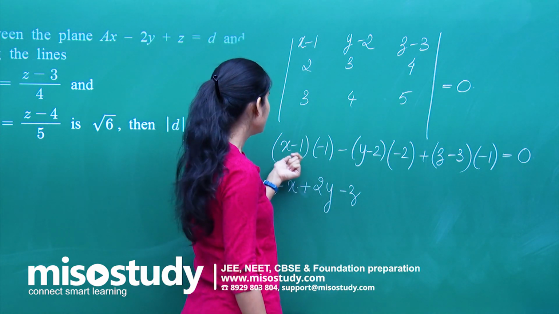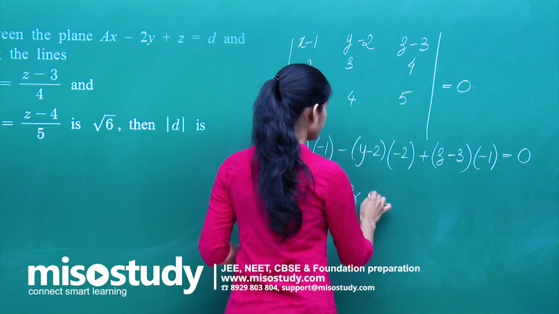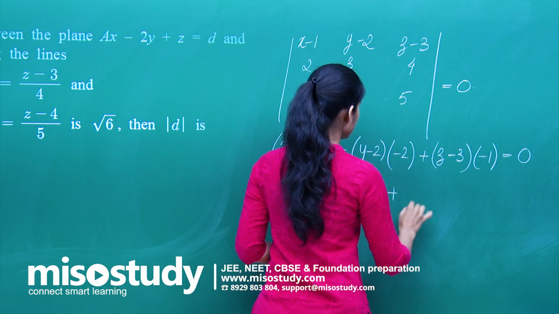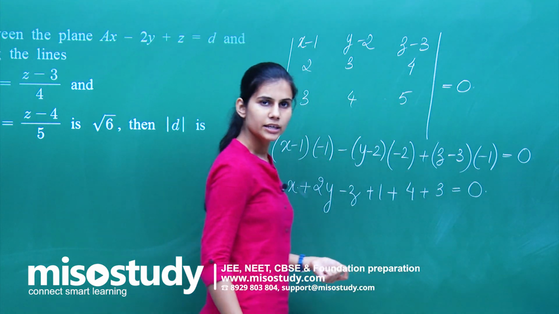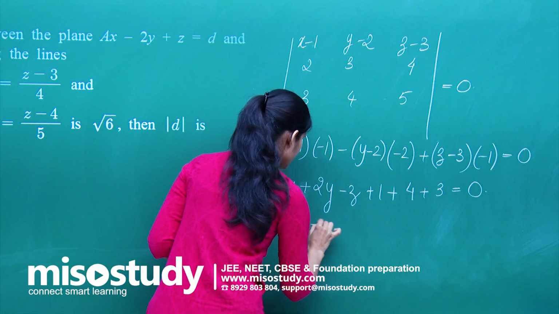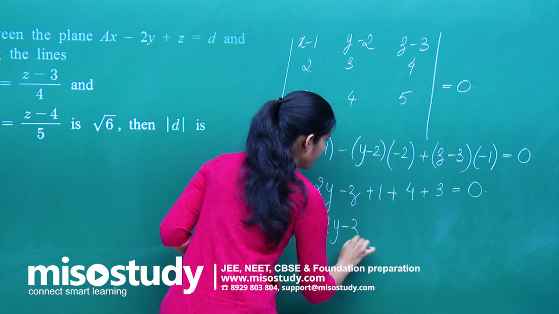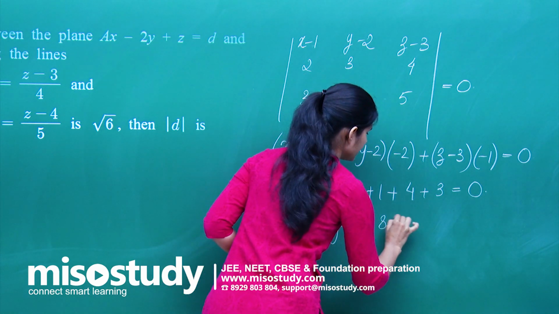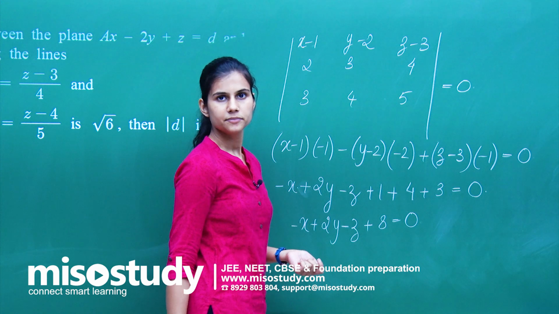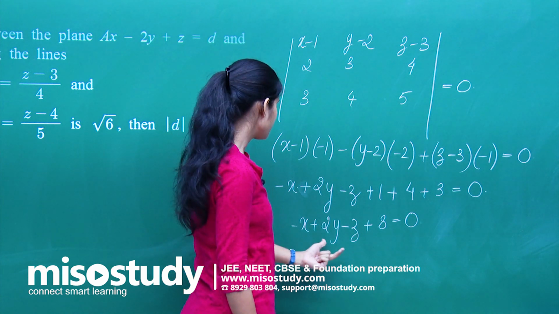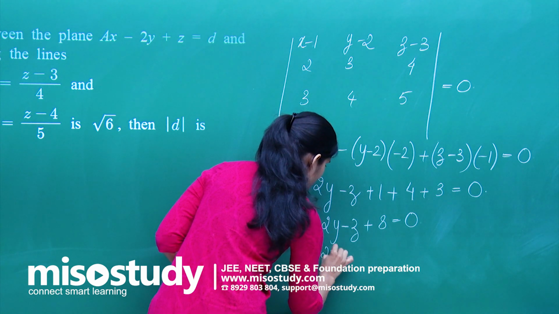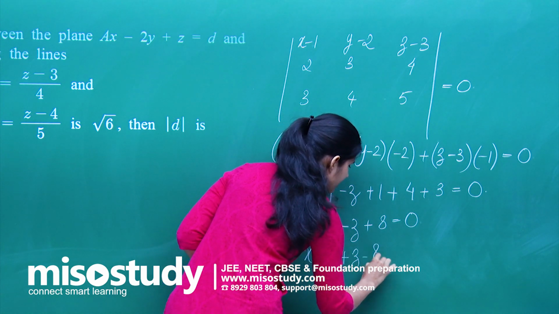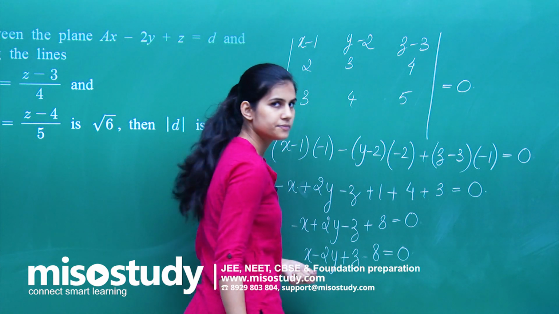This becomes what? Minus x plus 1 plus 4 plus 3, right? So you get minus x plus 2y minus z plus 8 equals 0, isn't it? Minus x plus 2y minus z plus 8 equals 0. So you get x minus 2y plus z minus 8 equals 0.